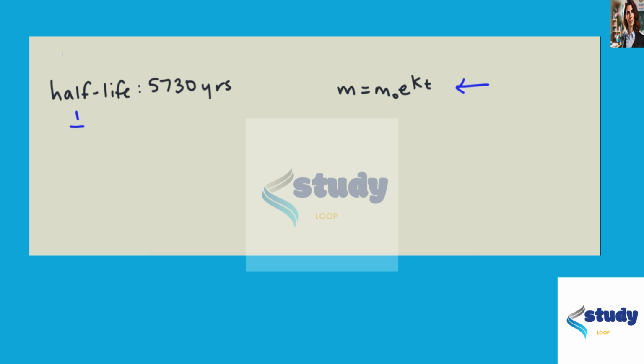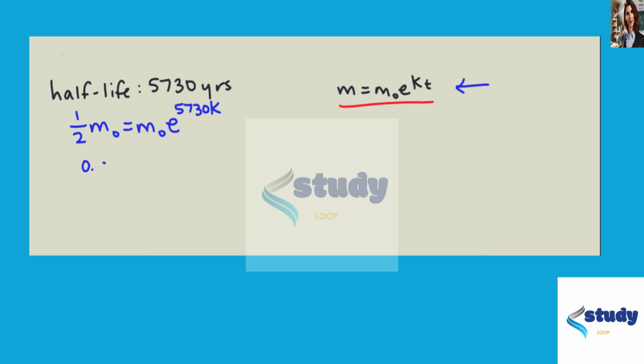So for the half-life, we're going to use m naught as the initial amount, and then we can use half of m naught as the final amount. Put that into the equation, and we put the half-life in for the time, and we can solve for k. So those are the numbers plugged into our model.